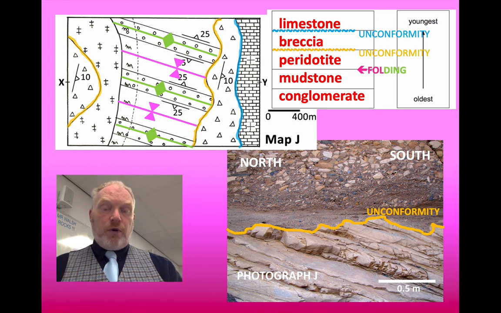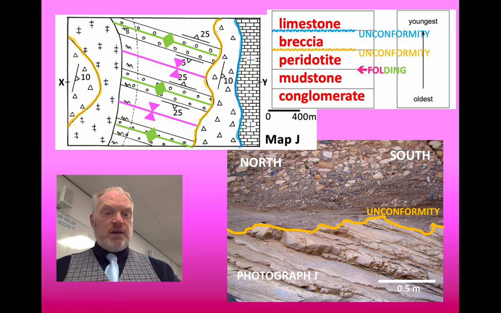We then have an unconformity with the breccia sitting on top of those folded beds and also sitting on top of the peridotite without it being metamorphosed. So it must have been laid down much later than the intrusion of that peridotite. And finally then the limestone sits on top of another unconformity above that because the limestone is horizontal.